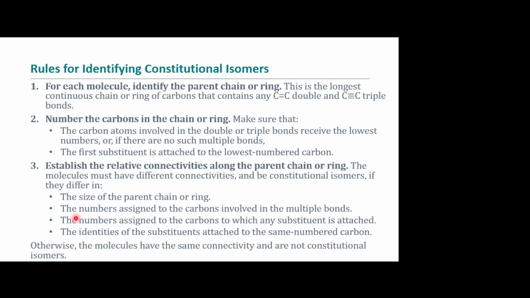So, some of the rules for identifying constitutional isomers. For each molecule, identify the parent chain or ring. Notice these are the rules for naming. Number the carbons in the chain or ring. Make sure that the carbon atoms involved in double or triple bonds receive the lowest numbering. Literally go through the process like you're going to name it. Okay? You may want to just name it so it's easier for you. But you don't technically have to name it completely as long as they match up the same naming. And so you go through the same process to name it.